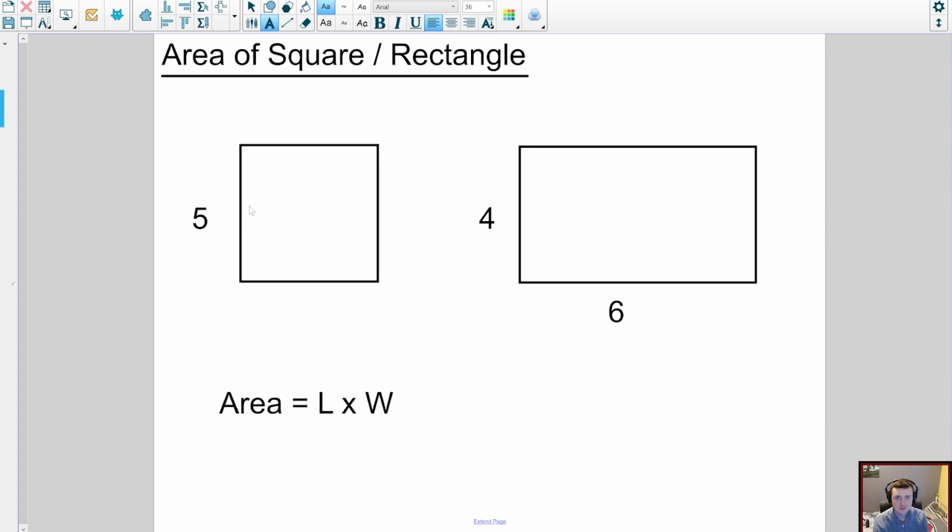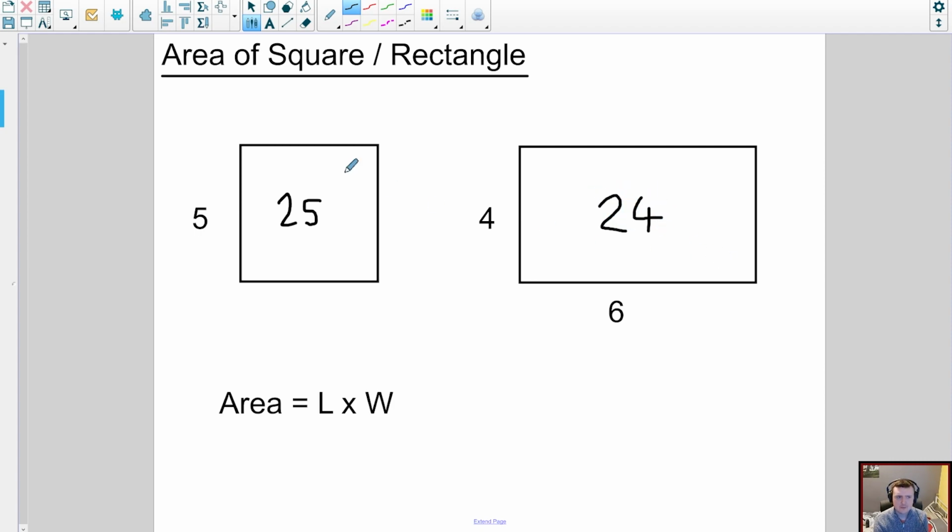In the case of a square, what do we know about a square? We know that a square has all the sides the same length. And so we've got 5 multiplied by 5 is going to give us 25. And so our area is 25. What about this rectangle? Have a go. So it's going to be 4 times 6. And so 4 times 6 is 24.